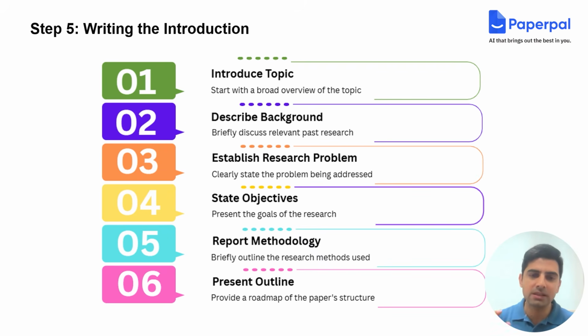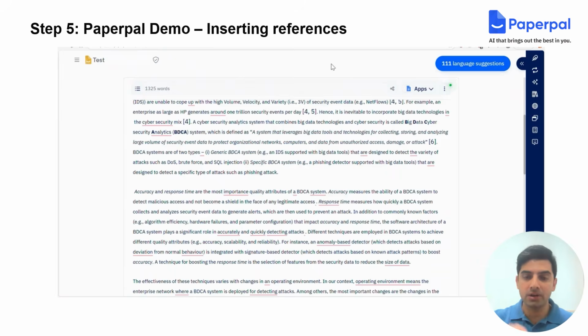And this is one of the most critical parts. You need to provide some solid justification for why you have done this study, right? And then come objectives, methodology, and presenting the outline of your paper. Now finding references is certainly a difficult part.